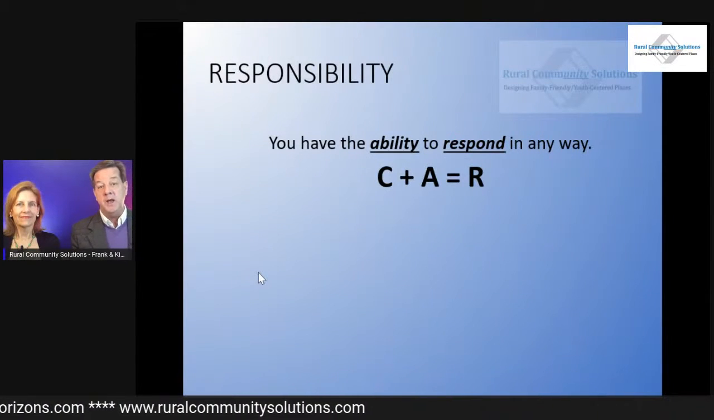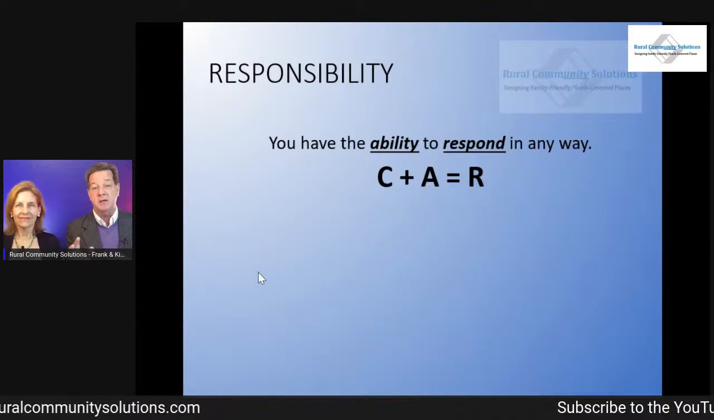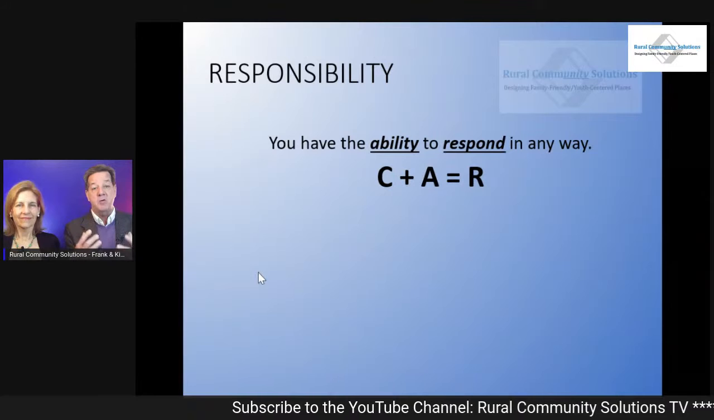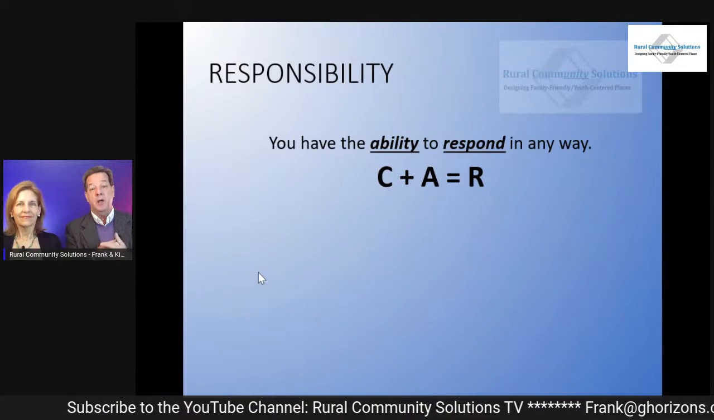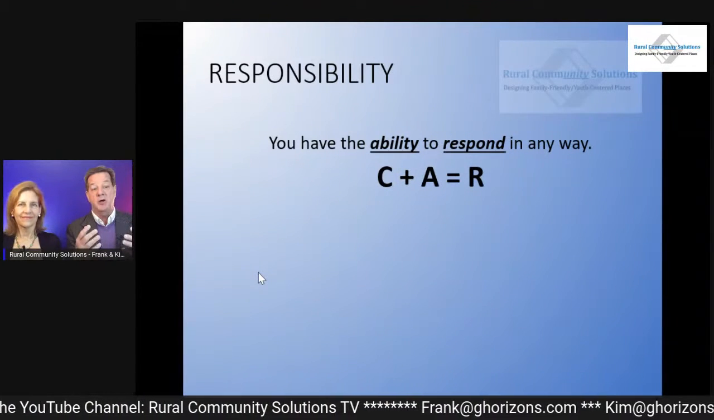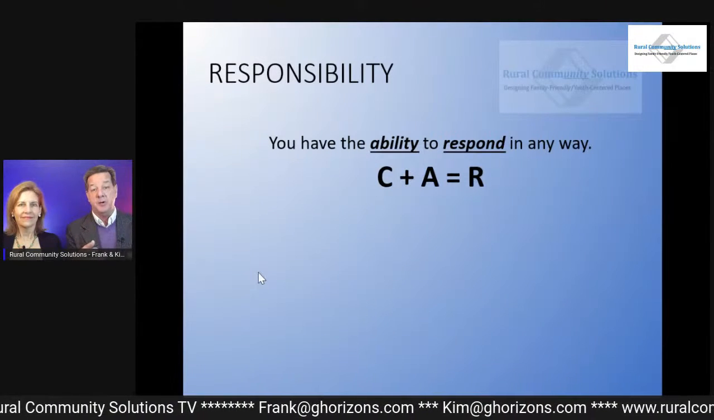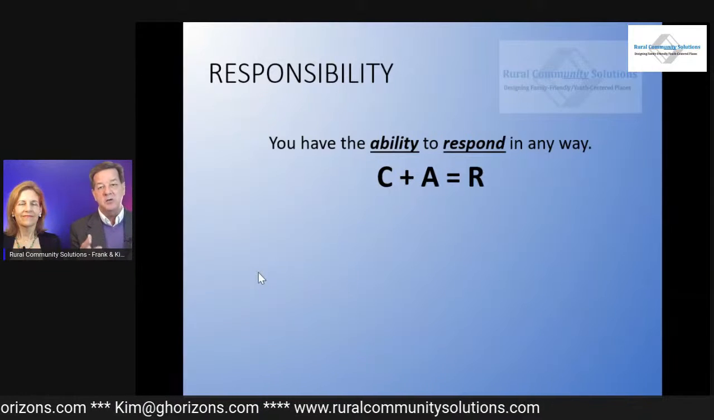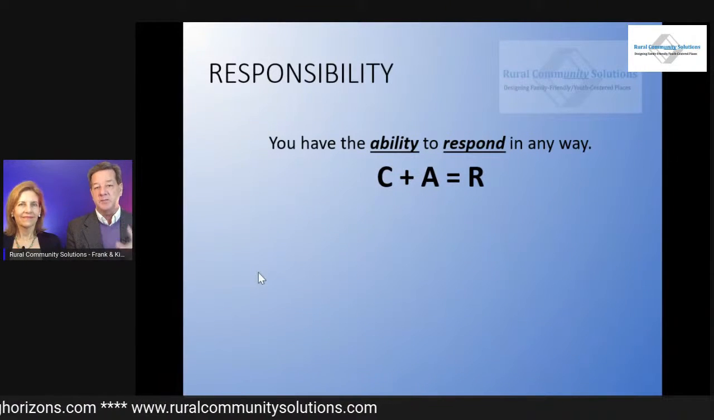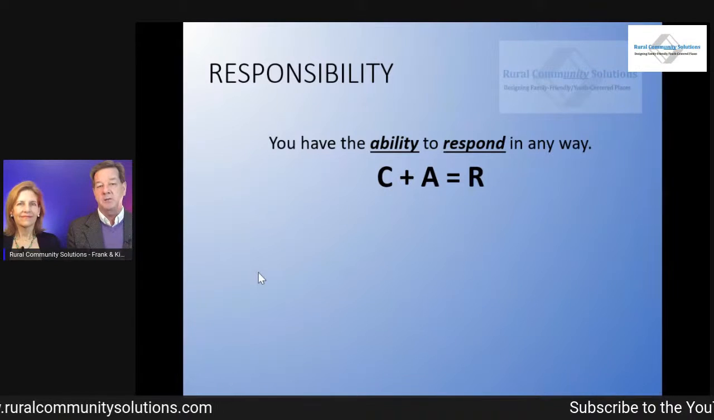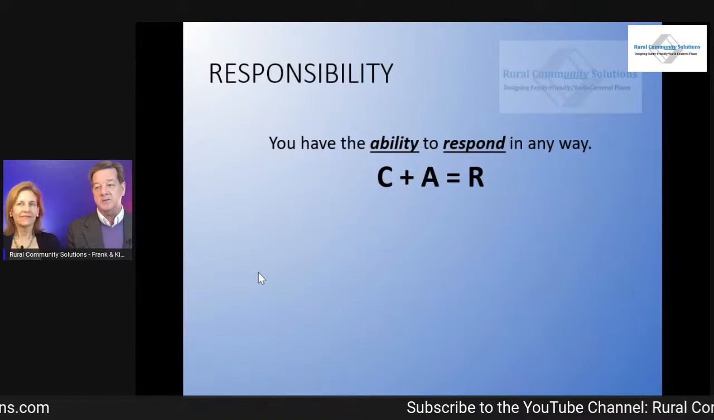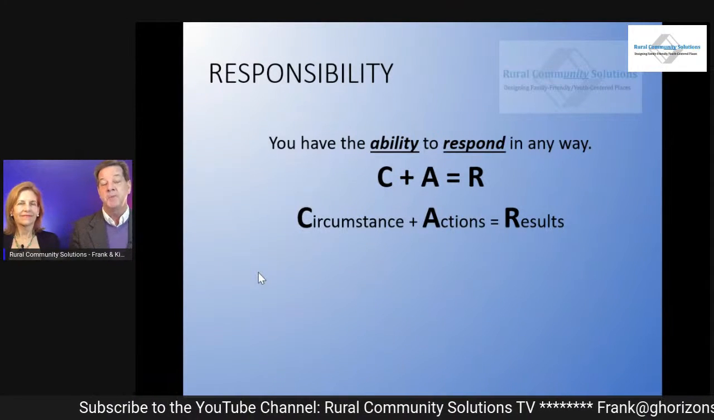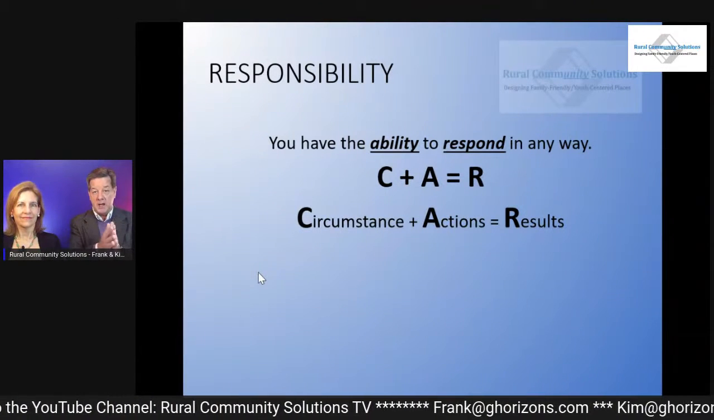And so we have this formula, C plus A equals R, and we've talked about it quite a bit on here, but it is a foundation to how your life turns out. It's a foundation to the attitude as an entrepreneur, to the attitude as a community, to the attitude of a vision that you get. You have the ability to respond in any way. So C plus A equals R: circumstances plus your actions equal your results. Your circumstances is where you're at right now.